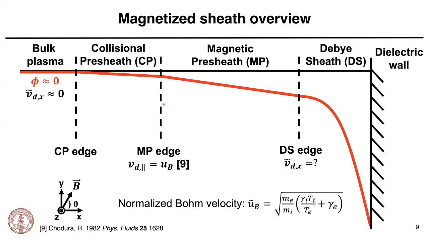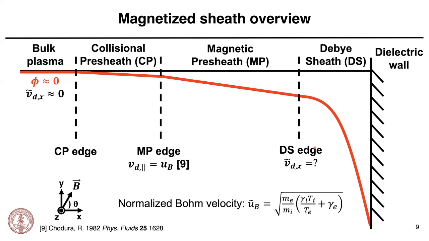And it's been found in the work by Kodura that the condition at the magnetic pre-sheath edge is that the ion velocity parallel to the magnetic field is at the Bohm velocity. So the expectation would be that once the parallel velocity is equal to the Bohm velocity, you'd expect through the magnetic pre-sheath it would be further accelerated such that probably the velocity perpendicular to the wall is at the Bohm velocity. But that's precisely what we want to determine.